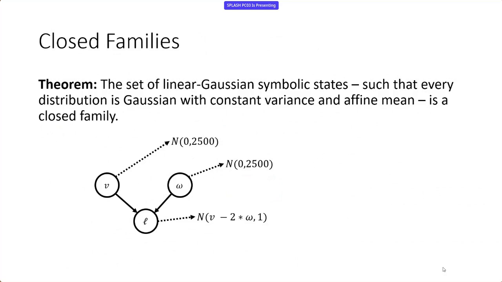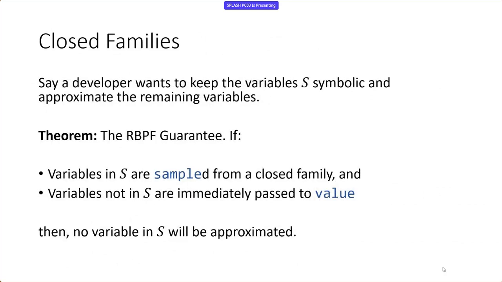What is this good for? Closed families form the core of a contract that we can give between the semi-symbolic inference engine and the developer. If you're a developer and you want to keep some set of random variables S symbolic, you can do the following. Ensure that all the variables in S are sampled from some closed family, and any variable not in S is specifically annotated to be randomly sampled using the value operation. If you do this, we prove in the paper that the semi-symbolic runtime will maintain that no variable in S is ever going to be approximated with a random sample.